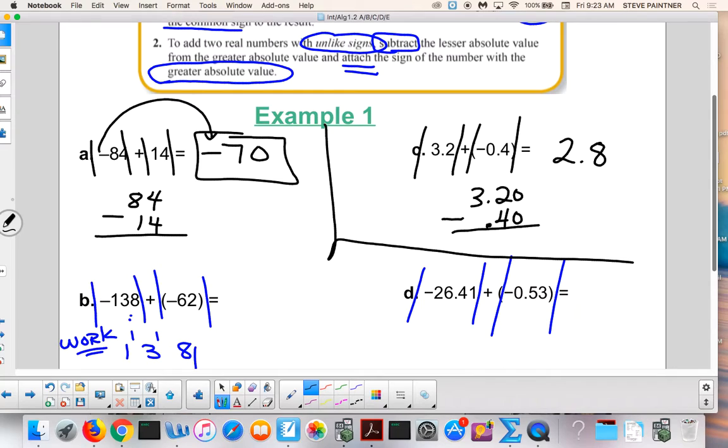Okay, now is it positive or is it negative? The bigger number is positive. Yeah, this is the winner, right? Okay, so you should get that. You have $3.20 plus you owe your mom 40 cents. Okay, give her 40 cents back. You're down to this. You're still to the good.